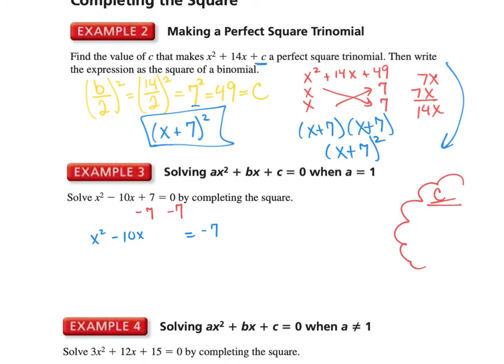Let's figure out c. So we're going to take our b over 2, and you're going to square it. So our b value here is negative 10. Divide it by 2, and you square it. So negative 10 divided by 2 is negative 5. Negative 5 squared is 25. 25 is the number we're going to add to both sides. So plus 25 plus 25. Because it's still an equation, what we do to one side, we have to do the other. Okay? Now we're going to factor the left-hand side.